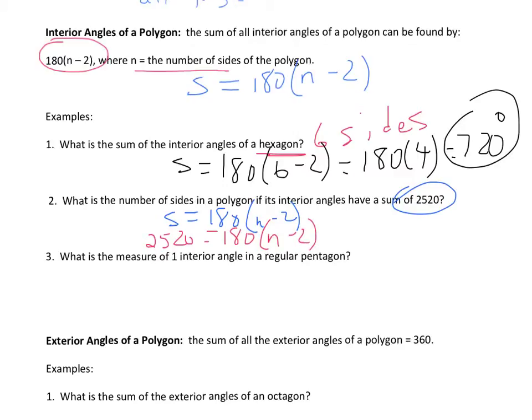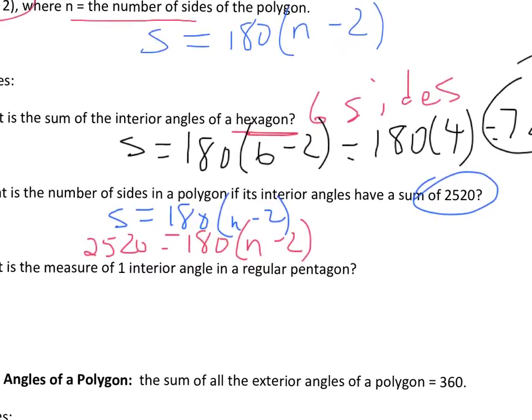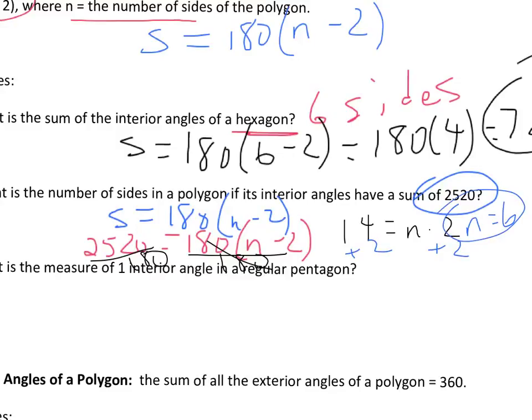Now we're going to solve this for n. A couple different ways. You could distribute the 180. I am going to choose to divide each side by 180 to get rid of that multiply. So if I divide by 180, okay, 2520 divided by 180 is 14. So I get 14 is equal to, and I have n minus 2 left. I'm going to take it out of parentheses. And then, obviously, to finish solving that, we would add 2 to both sides. So n is equal to 16.